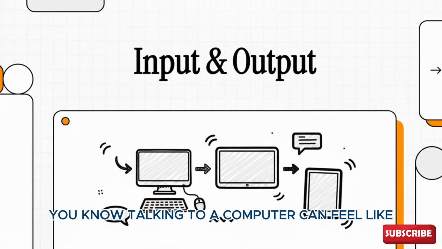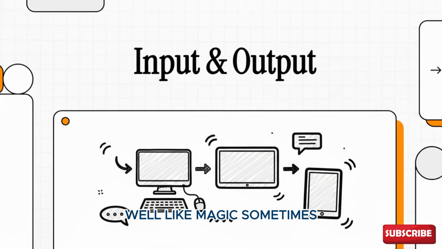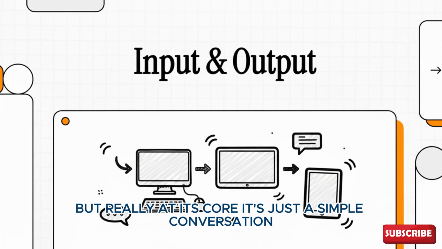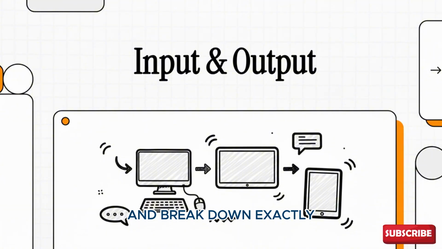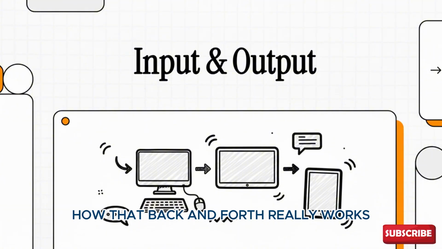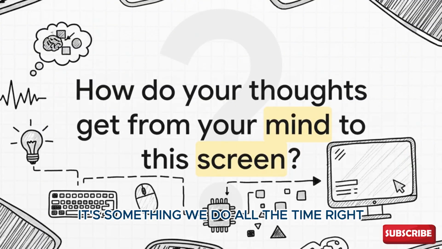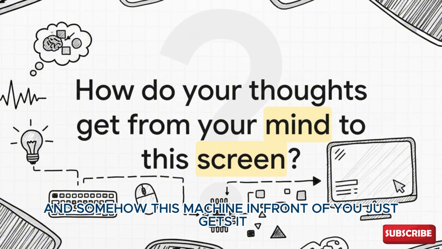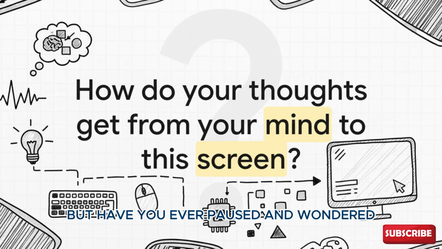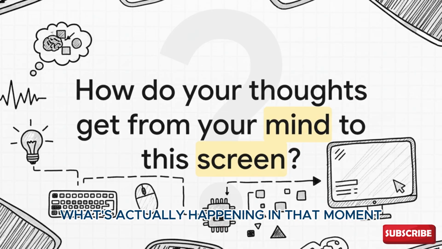Talking to a computer can feel like magic sometimes, but really, at its core, it's just a simple conversation. So today, we're going to pull back the curtain and break down exactly how that back and forth really works. It's something we do all the time, right? Almost without even thinking about it. You have an idea or maybe a question, and somehow this machine in front of you just gets it. But have you ever paused and wondered what's actually happening in that moment?